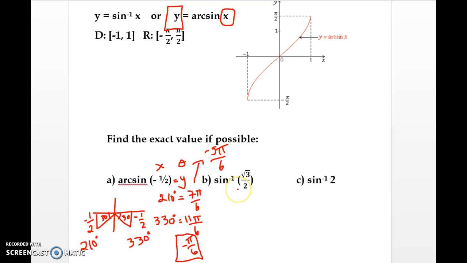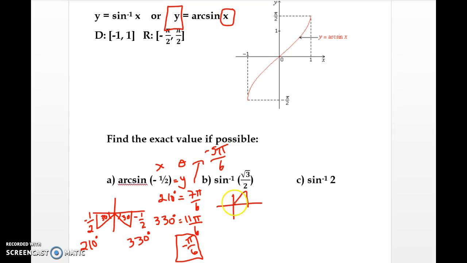If you look at B, sine inverse, which is the same thing as arc sine, you can write it either way, equals root 3 over 2. That's your x. Does root 3 over 2 fit in between -1 and 1? Yes, it is 0.86, so that does fit. So we can go ahead, draw our picture out.